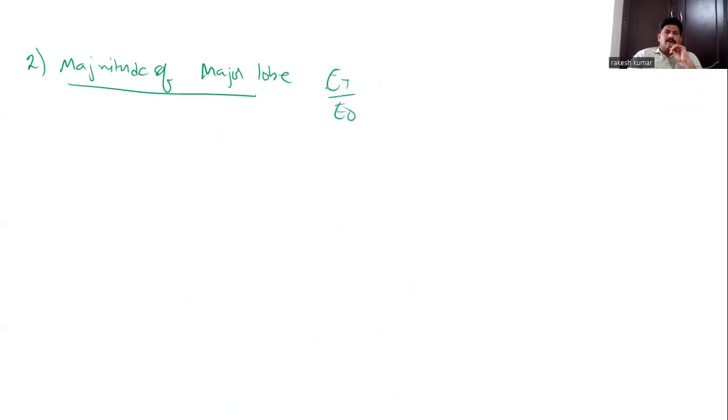Okay. Now let us go to the second point. What is the second point? That is the magnitude of the major lobe. So what is the magnitude of the major lobe? We know that Et by E naught is equal to N. Here, what is the value of N? N is equal to 8.